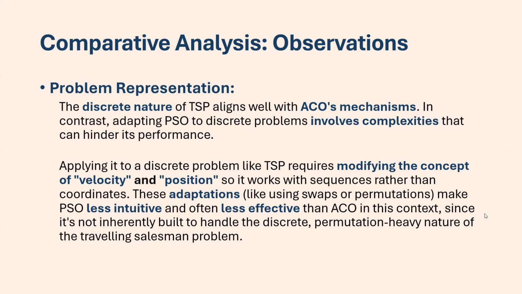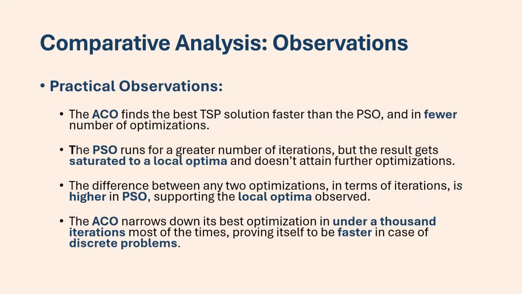The next slide, final observation. ACO finds the best TSP solution faster than PSO. As we saw, it took only 105 iterations, whereas PSO took around 6,000 iterations. PSO runs for a greater number of iterations and gets the best local optimal result, whereas ACO gets the globally best optimal result. The difference between their iterations is clearly visible. ACO narrows down the most optimal result under 1,000 iterations and provides a much faster solution for discrete problems.